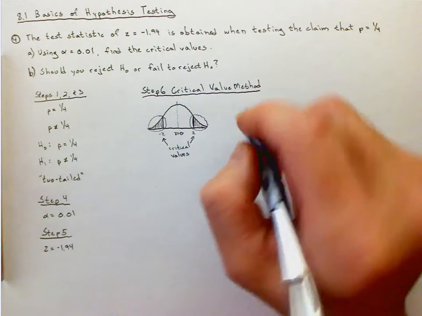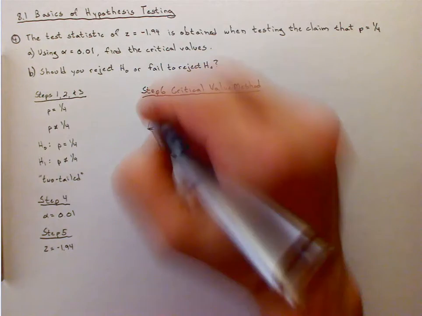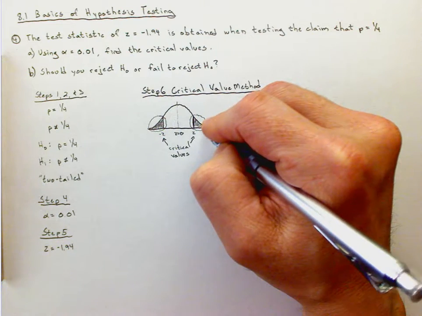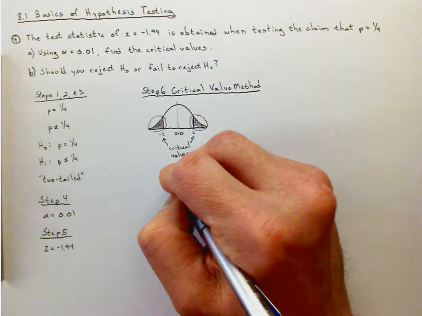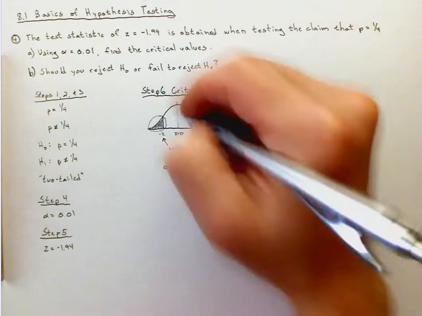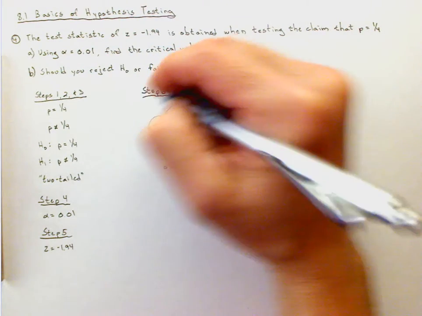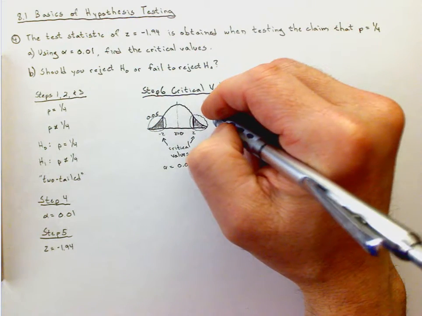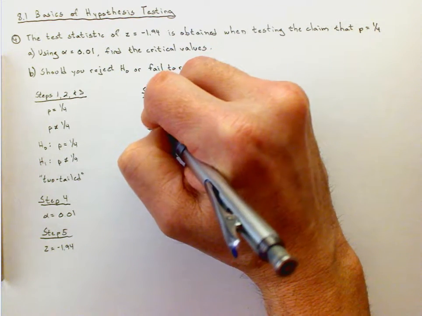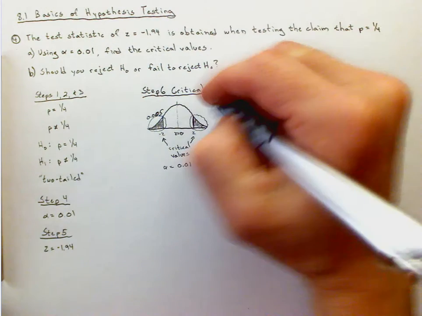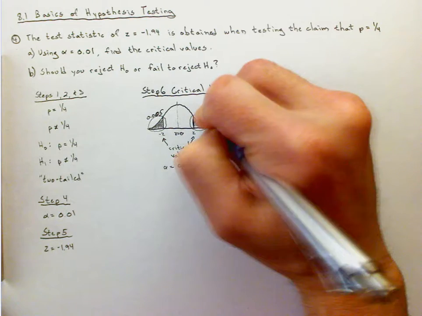So alpha represents the area under the curve here and here. Alpha represents that shaded area, and we know that alpha is 0.01. Then what do we know for each one? We'll divide it in two, since there are two tails that we're looking at. I need to make sure I use my calculator on that. 0.01 divided by 2. Yep, 0.005. So this one represents 0.005.